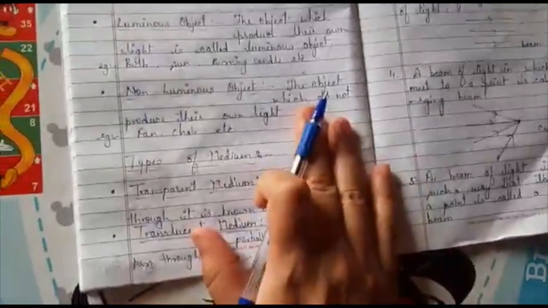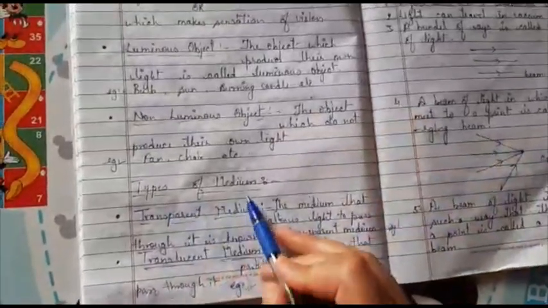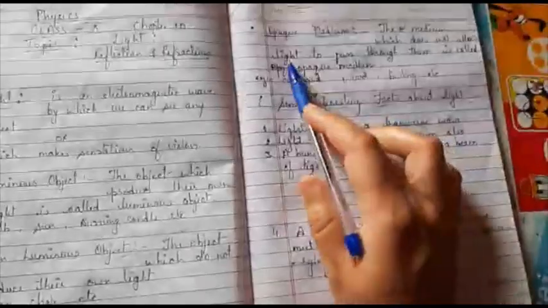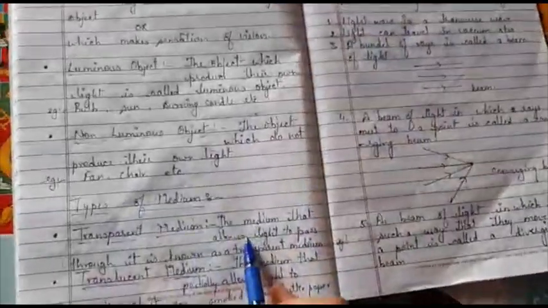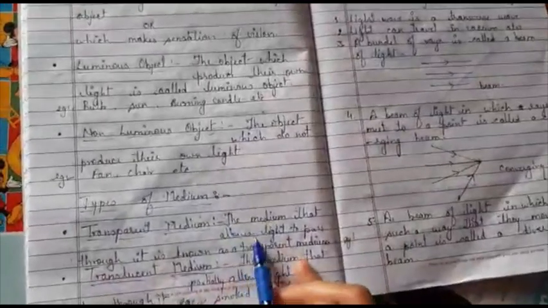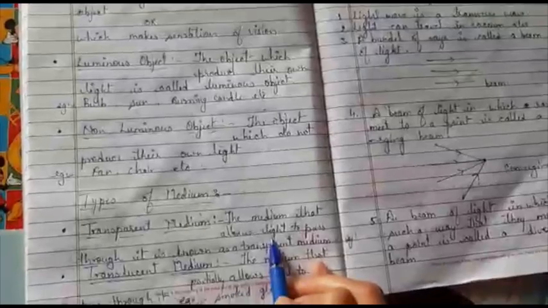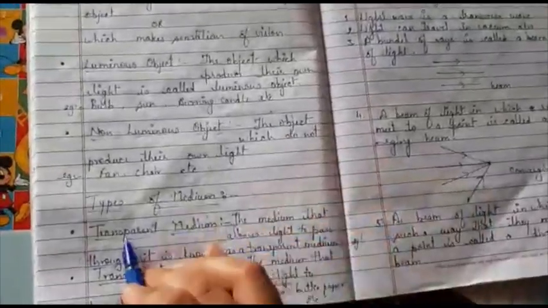So types of medium, we have categorized it in three categories. First one is a transparent medium, then second one is translucent medium, and your third one is opaque medium. So what is a transparent medium? It is that medium which allows light to pass through it, is known as a transparent medium. Example, water, glass, these are examples of transparent medium.